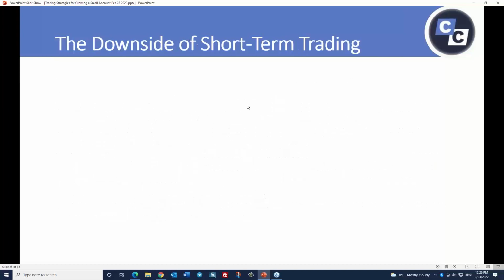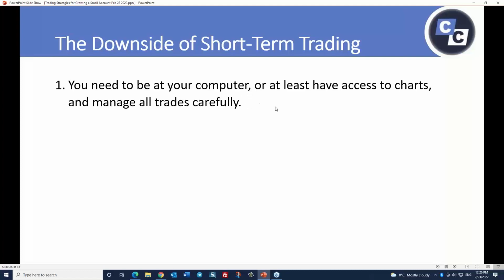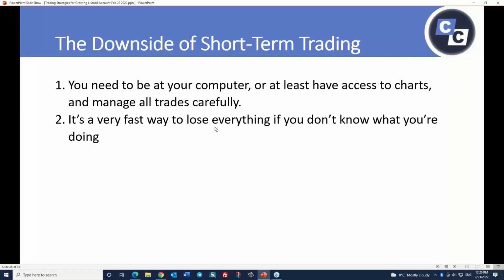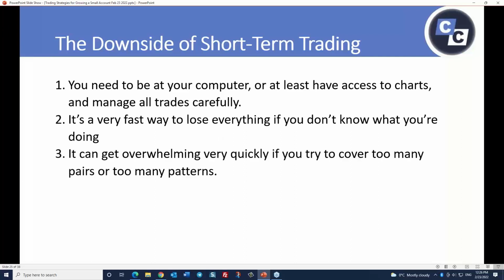The downside, and this is important too, because there are always downsides to everything: you need to be at your computer more than you would be with longer term trading. At least have access to your charts, and then you have to manage them. That's really important, managing them very, very carefully. It's a fast way to lose everything if you're reckless. You better have this nailed down with your trading plan, and it's not hard to do, but you have to actually do it, and then you'll be on your way.